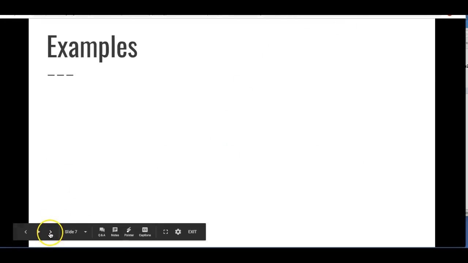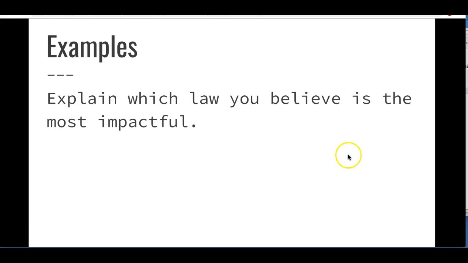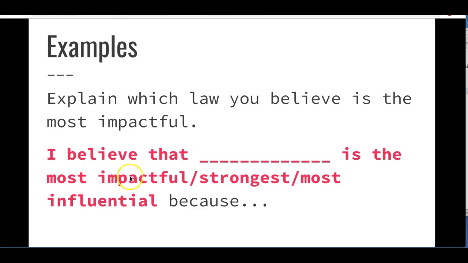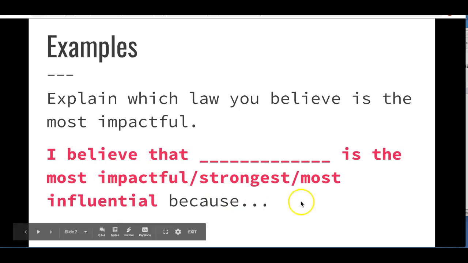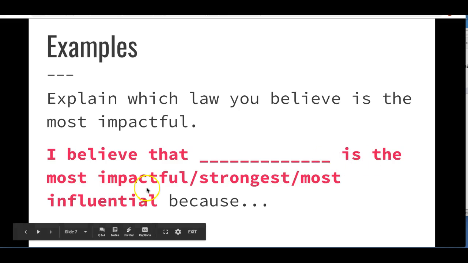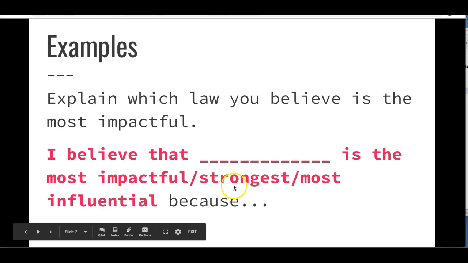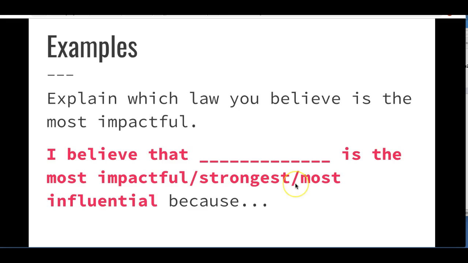All right. And explain which law you believe is the most impactful. I believe that, and then you put your answer, your thought in, is the most impactful. And here is where you can start to mix up part of the sentence. You can use the word exactly. Here's a synonym, strongest. Or you could say most influential. That's why I put these slashes here, because they are options.